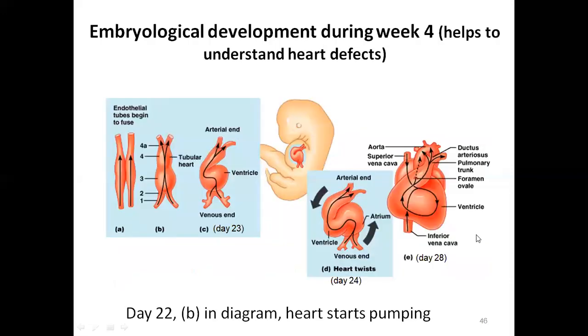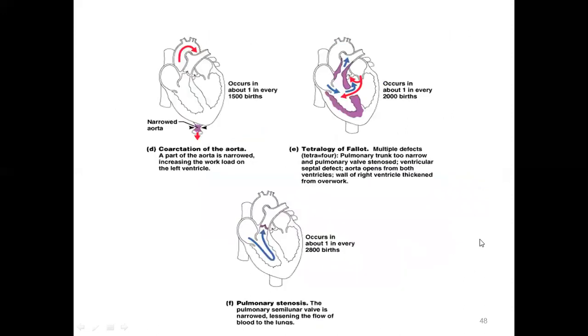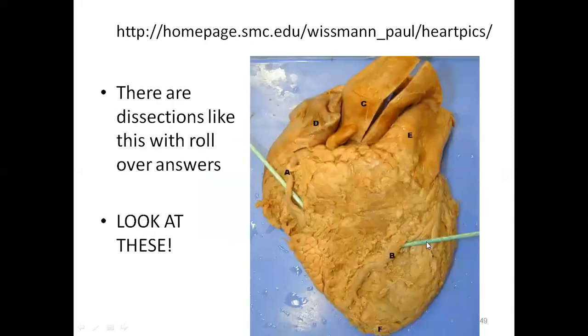These are the embryological development, how the heart develops. You can see the diagrams over here and how the heart starts pumping. This is the embryo, this is the heart, and the different phases of development. See, this is the diagram.